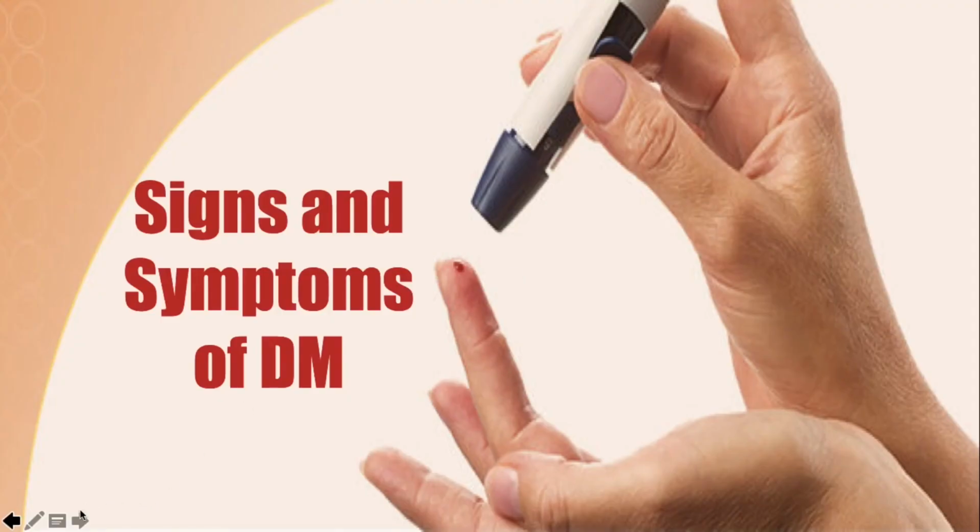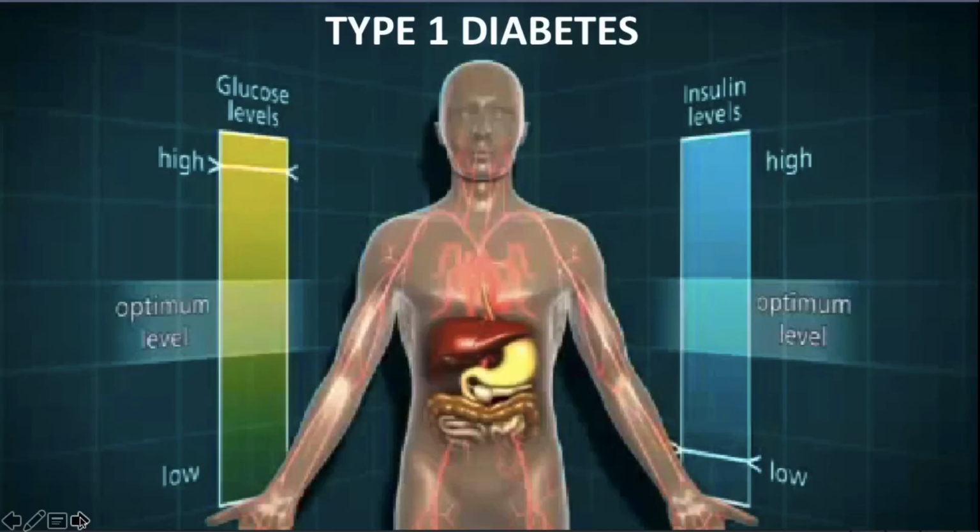Now let's have the signs and symptoms of diabetes mellitus. First, we have type 1 diabetes mellitus. In this type of diabetes, insulin is not produced, either because of virus or autoimmunity or any other factors that might destroy the beta cells of the islets of Langerhans. That is also the reason why there is a continued elevation of blood glucose level while the insulin level remains low. And this is also the reason why a patient needs to inject insulin because, again, the pancreas cannot make its own insulin.